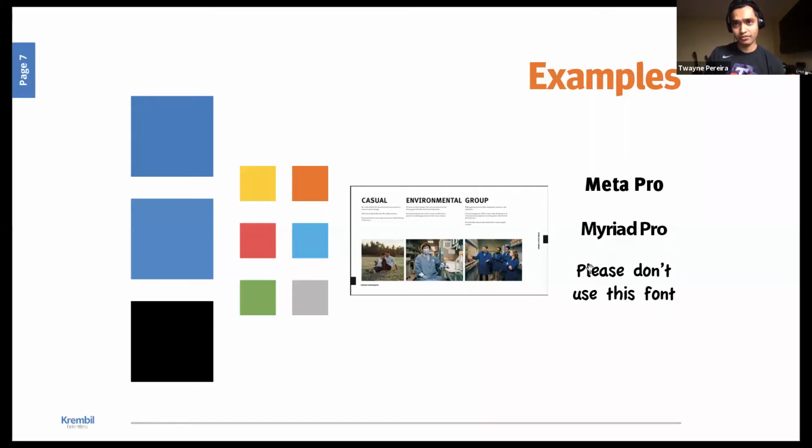And the last sort of thing here is about fonts. This first font, Meta Pro, is the UHN font for the UHN logo. So a lot of things that are UHN branded will have this font either in the logo or in the headings. I tend to use it here in the headings. As you can see, that's Meta Pro. Myriad Pro is the Krembil font. So that's the one that's used for the Krembil logo and a lot of our letterheads and things like that.